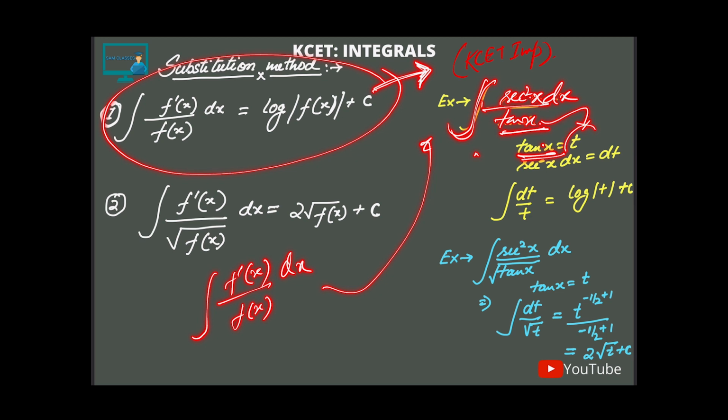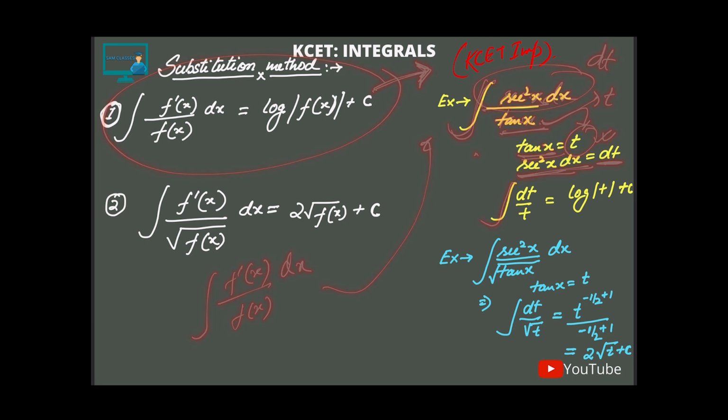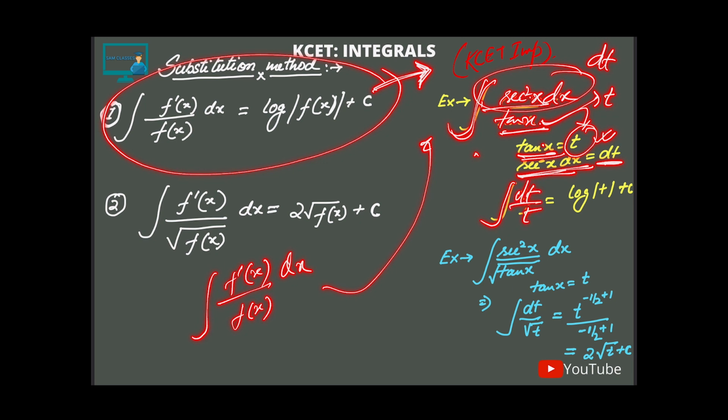I have taken tan x as t. D by dx of tan x is secant square x. So secant square x dx is equal to dt. So what will happen? If I take this as t, this whole thing will become dt. So integration of dt by t. Correct. And that is equal to what? Log of t plus c. That's it. So see how easily we solved this question.